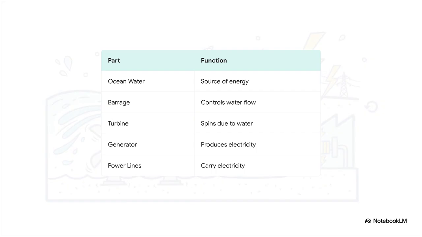Moving on to the next section, parts of the system, harnessing the ocean. Now, what's really cool here is that a tidal system actually functions a whole lot like a traditional hydroelectric dam. The big difference? It uses the ocean instead of a river. It basically breaks down into 5 main parts. First, the ocean water itself. That's our energy source. Second, we have a barrage, or essentially a dam, which controls the water flow. Third, all that moving water spins a turbine. Fourth, that turbine connects to a generator to actually produce the electricity. And finally, number 5, power lines carry all that freshly generated electricity straight to our communities.